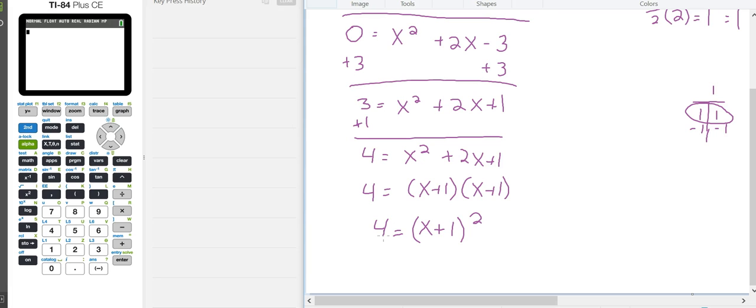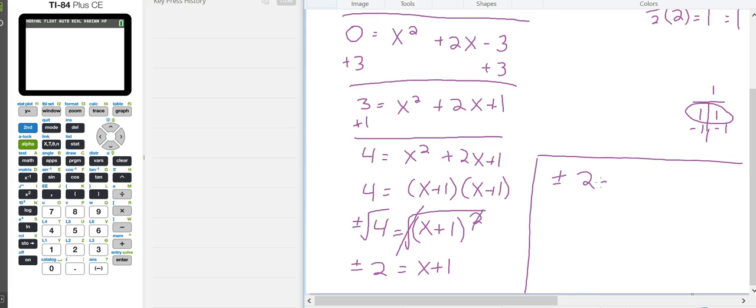Now we're going to take the square root of both sides of the equation to get x alone. Whenever we're taking the square root of a number, we do plus or minus that number. The square root of something being squared cancel each other out. So we're left with x plus 1 is equal to plus or minus the square root of 4, which is 2. We want to get x alone, so we're going to subtract 1 and subtract 1. X is equal to plus or minus 2 minus 1.